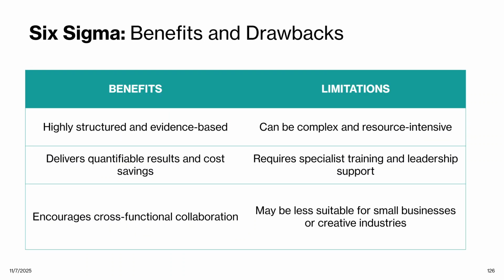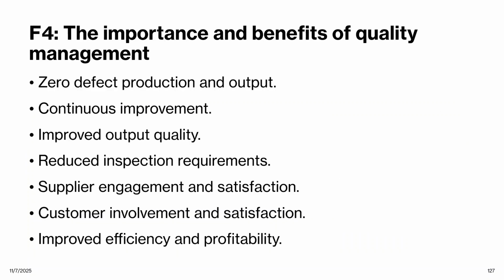So benefits and drawbacks of Six Sigma: it is highly structured and evidence-based, delivers quantifiable results and cost-saving strategies, and also encourages cross-functional collaboration. However, it can be complex and resource-intensive. It can also require specialist training and leadership support, and it may be less suitable for small businesses or creative industries. And so topic F4, which is the importance and benefits of quality management.